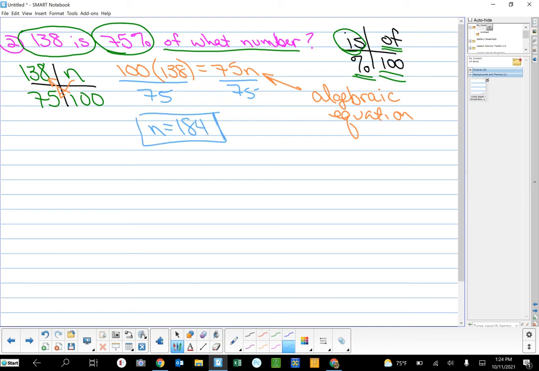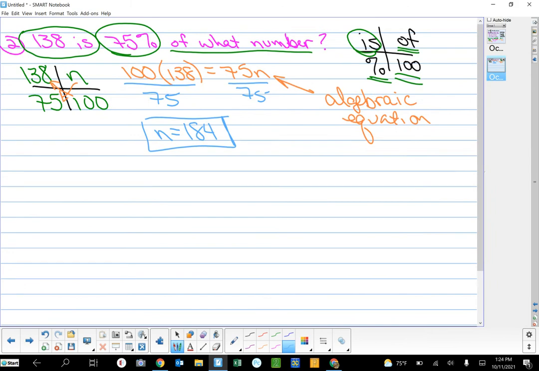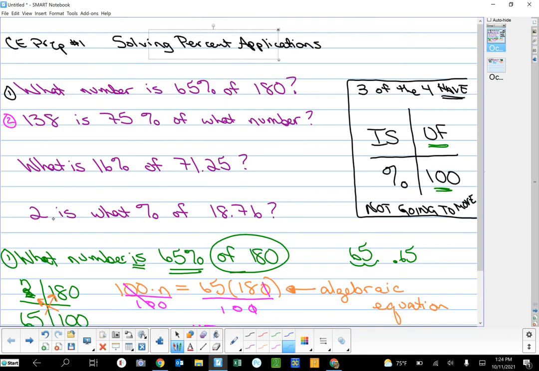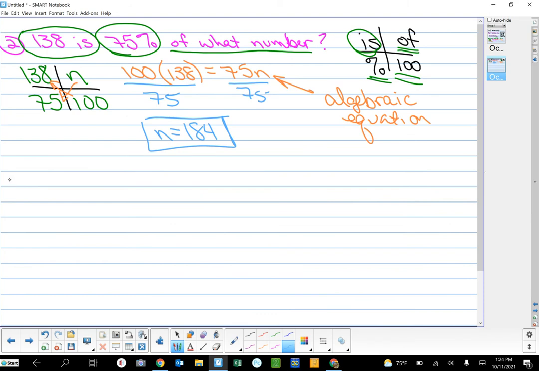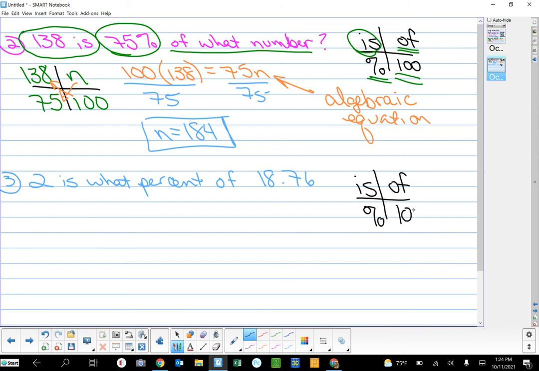Okay. All right. The next one I want to do, I'm going to flip back to that main page. Okay. I want to do 2 is what percent of 1876? Okay. So this is number 3. 2 is what percent of 1876?